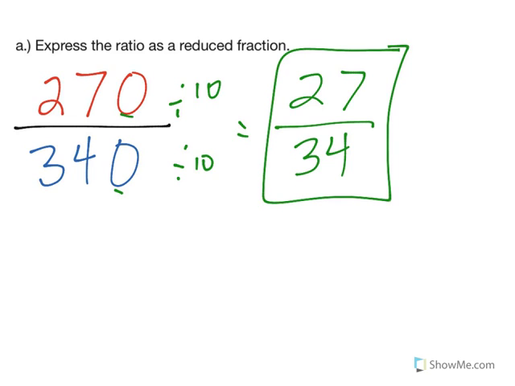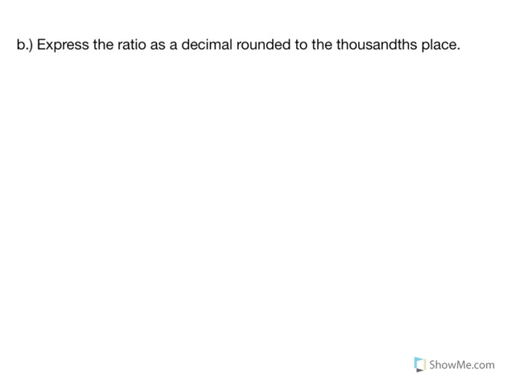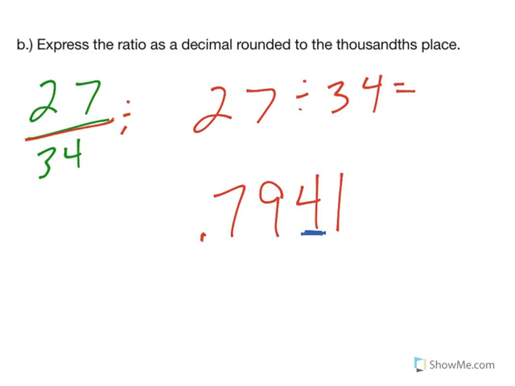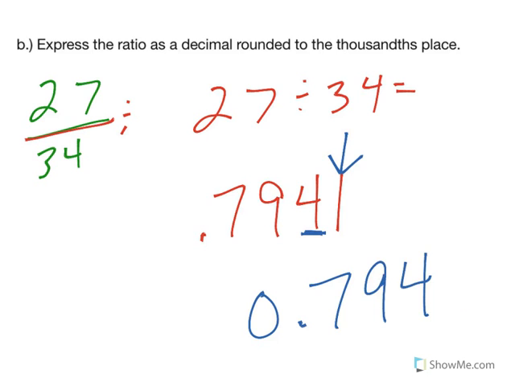Now when we take that and we go into part B, where we're going to express the ratio as a decimal rounded to the thousandths place, 27 over 34. This fraction bar is the same as a division sign. So 27 divided by 34. You plug that in and your calculator is going to give you 0.7941. Thousandths place is the third decimal. If I look one past, that 1 tells me to round down. So my final answer is 0.794.